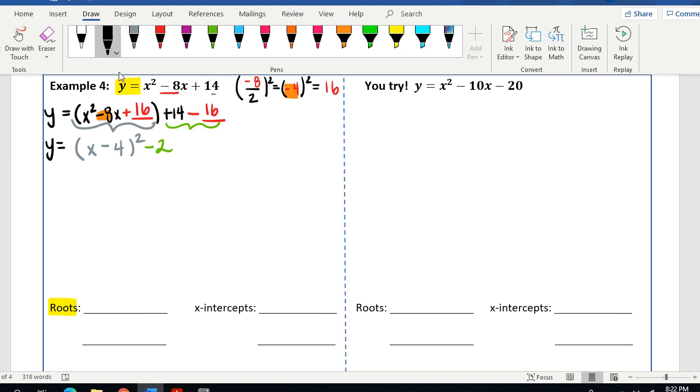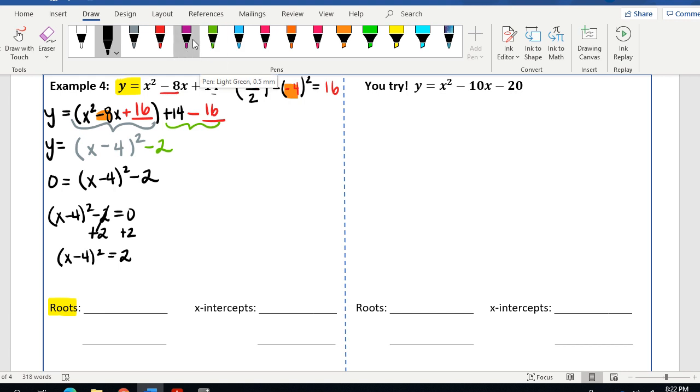Now I'm going to solve, and I'm going to plug 0 in for y and solve by the square root method. Now I like to switch my sides and put the 0 on the right so that I can start solving. All right, so first step is I'm going to add 2 to both sides. So I'm left with x minus 4 squared equals a positive 2. Okay. Now that I've isolated this square, I'm going to do the opposite of squaring, which is the square root.